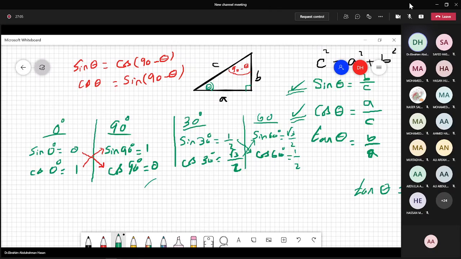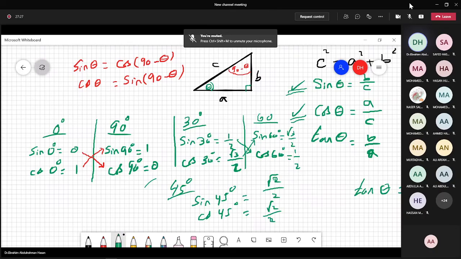Another important angle is 45 degrees. Sine 45 is equal to cosine 45, which is equal to 1 over root 2 or root 2 over 2. And tan is equal to 1. They are easy, and if one remembers them, you can find the answer easily without using the calculator.